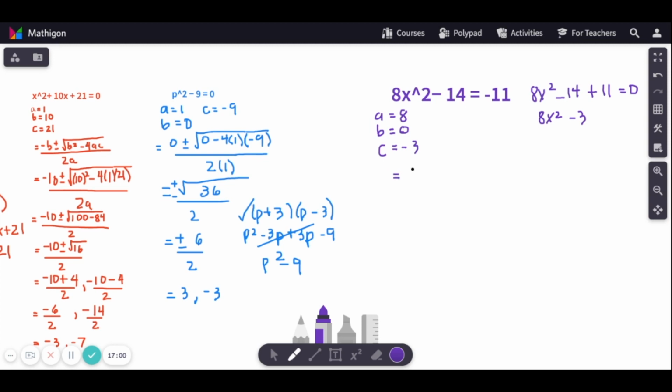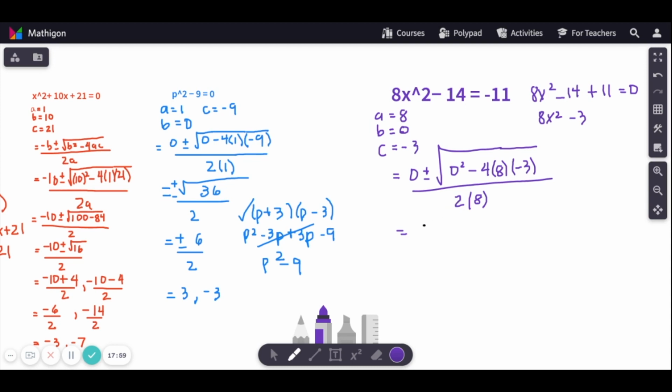So, again, let's substitute. Negative B, so 0 yun. So, plus minus square root of B squared, 0 squared, 0 yan, minus 4 times A, which is 8, times C, which is negative 3, over 2 times A. 2 times A is what po? 2 times A is 8. Okay. So, tama po ba?